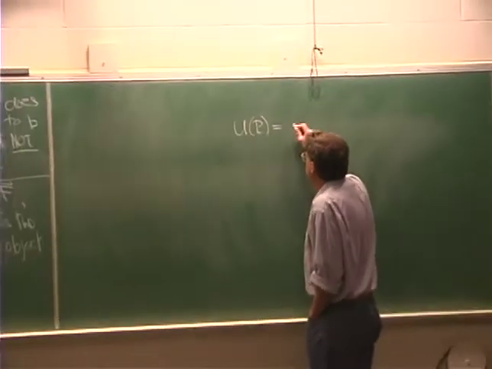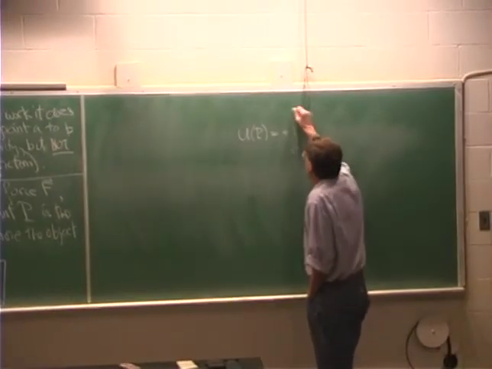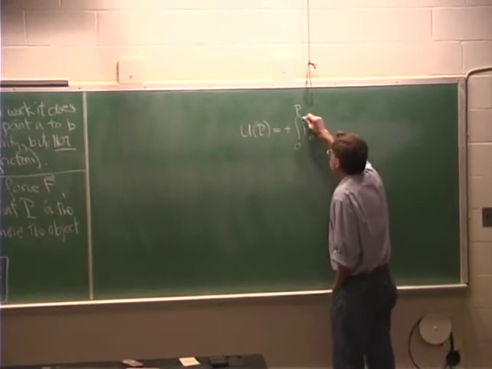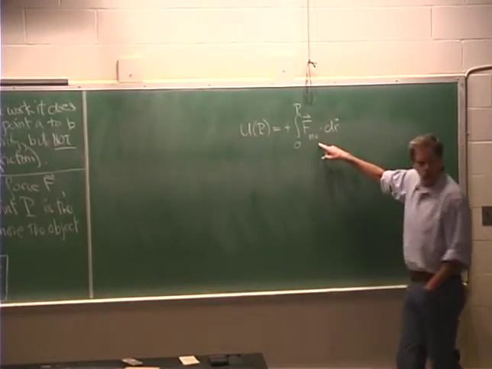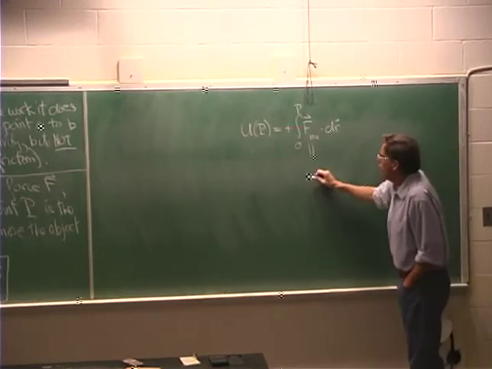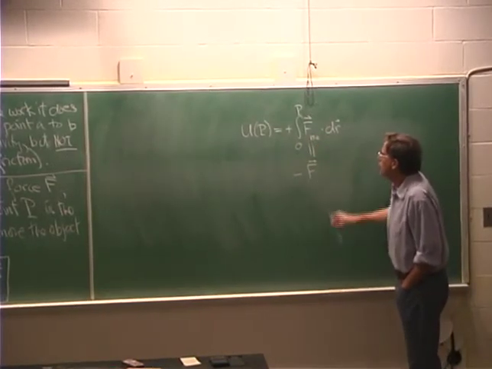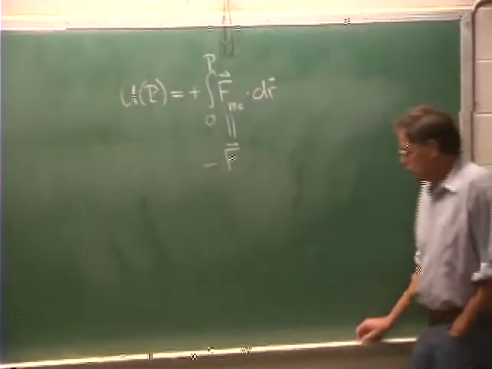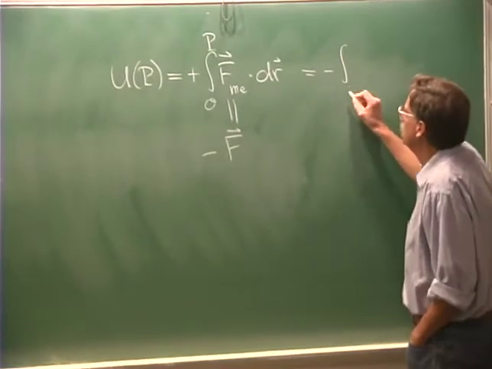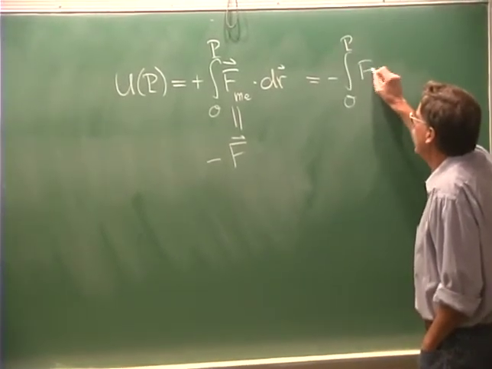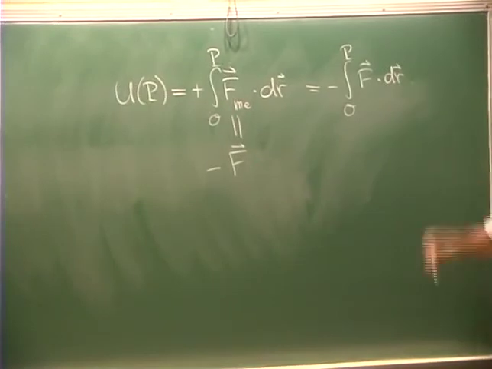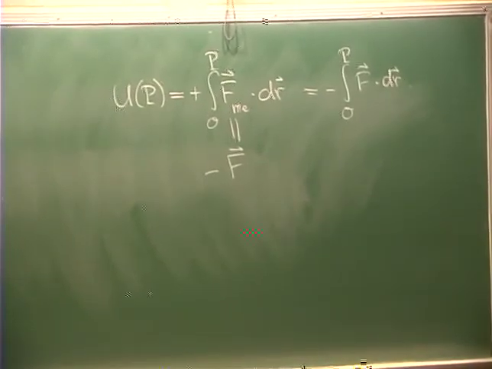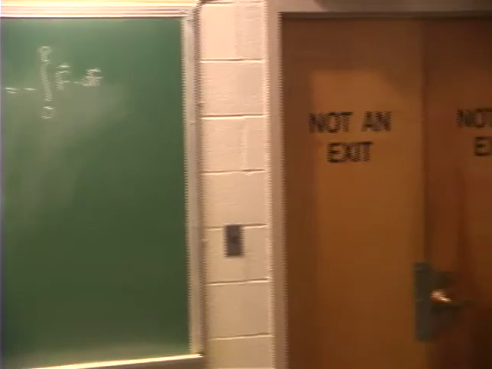U of P equals plus the integral from O up to P of F_me dot dr. That's the force I exerted, but F_me is equal to minus F, the force that was exerted by gravity or whatever we're talking about there. So this is the same as minus the integral from O up to P of F dot dr. I always find that signs in this business are a nightmare. In fact, in a moment we're going to come to an example where there are no fewer than four minus signs that all conspire and come out of the wash.